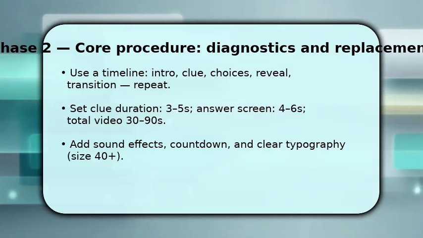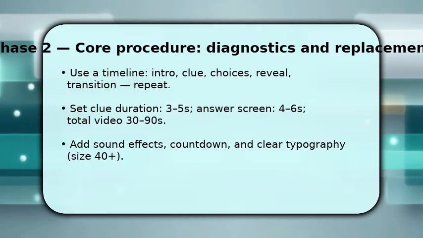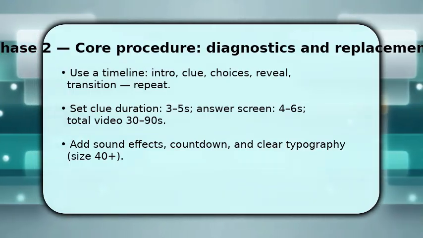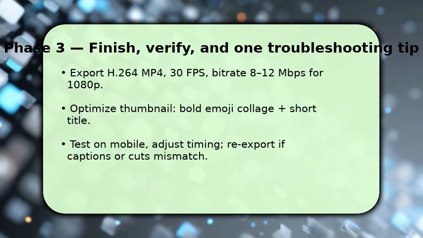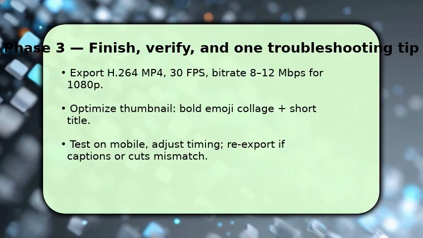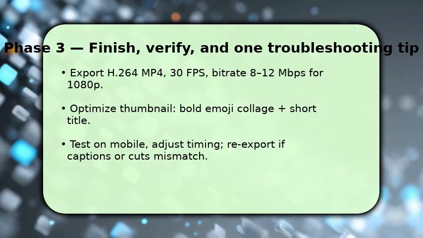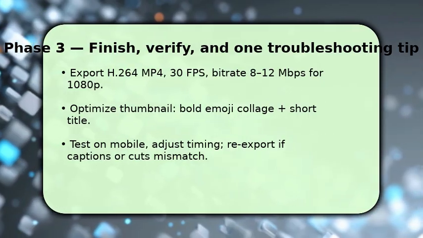Make sure to add a simple countdown sound and use large, high-contrast text so answers read quickly. Pacing keeps retention high. Finally, export and prepare to publish. Correct specs prevent playback issues. Render H.264 MP4 at 30 frames per second with an 8 to 12 Mbps bitrate for clean 1080p, and craft a bold thumbnail with a short title to boost clicks.